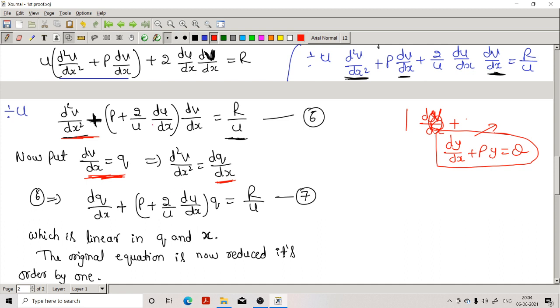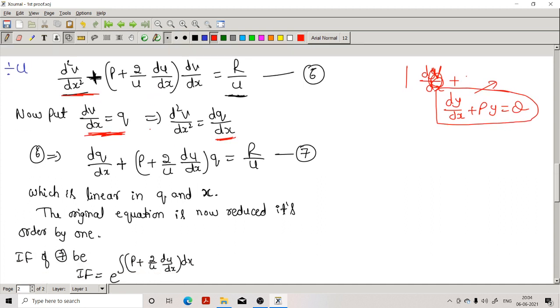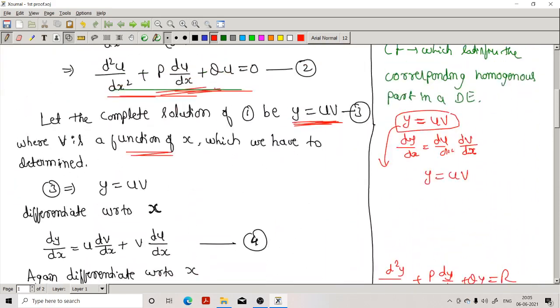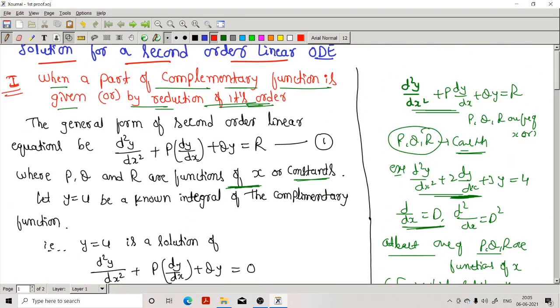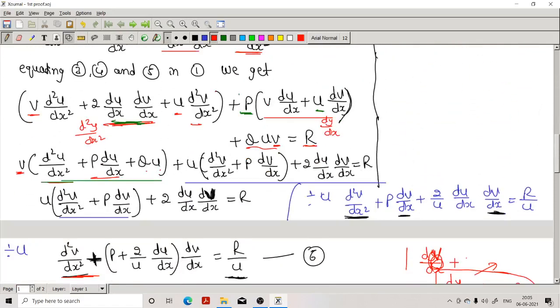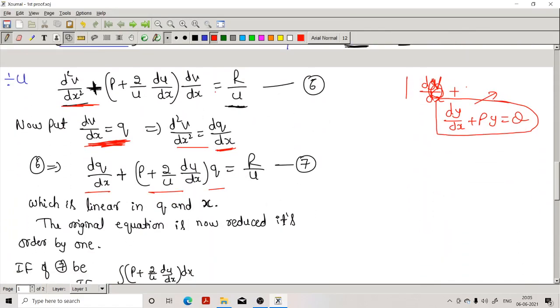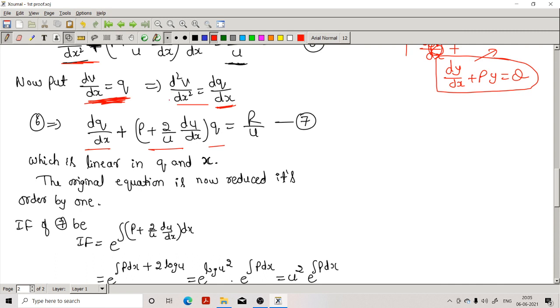Substituting this in equation 6, we will get d square v by dx square is nothing but dq by dx plus p plus 2 by u into du by dx into dv by dx as q. We have taken q is equal to r by u. Therefore, from the first expression, the differential equation is second order, but after substituting dv by dx is equal to q, this reduces to order 1.